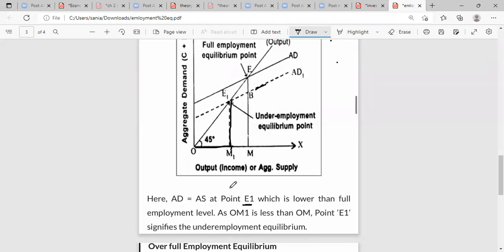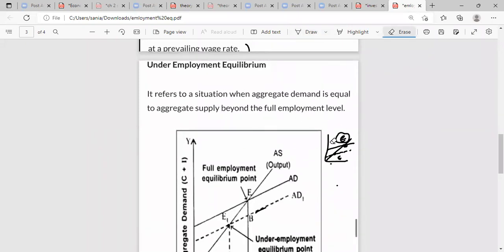Clear? Yes, ma'am. Right? So as OM1 is less than OM, it is less than this. So similarly, OE1 will be less than OE, right? And point E1 signifies the underemployment equilibrium. Clear? Yes. Okay. So you can try. So first write the definition, then I'll scroll it.